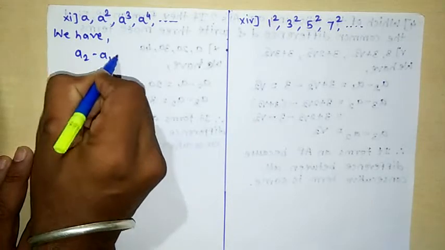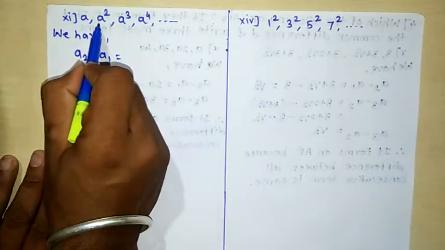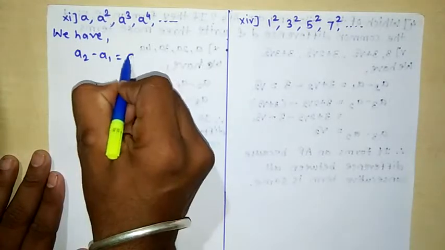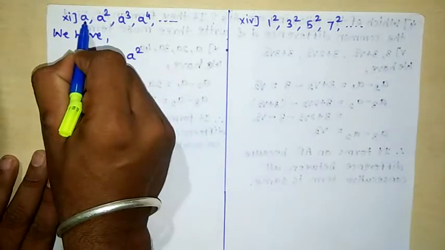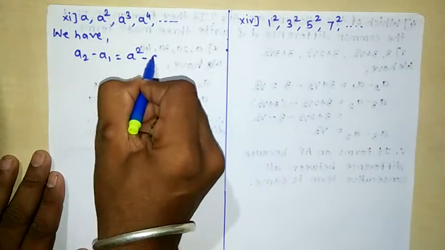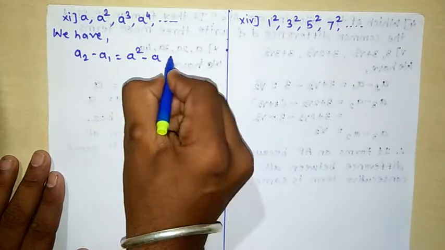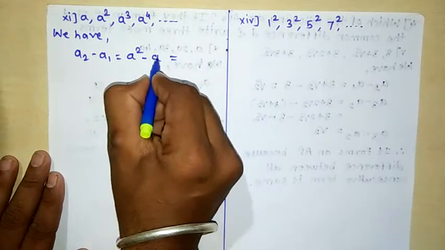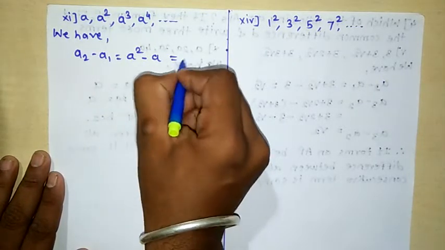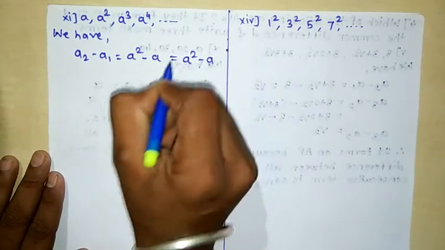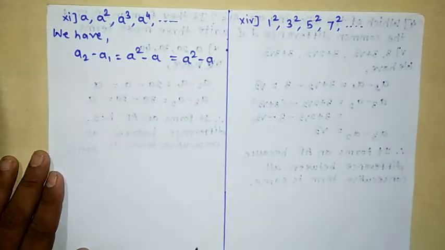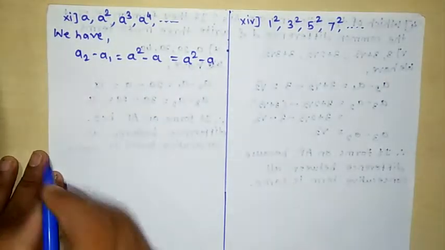Now we have a2 minus a1 is equal to, what is the value of a2 here? a2 is a squared and a1 is a, which is equal to a squared minus a. We cannot simplify it, therefore we keep it as it is, a squared minus a, because we don't know the value of a, as a is a variable.